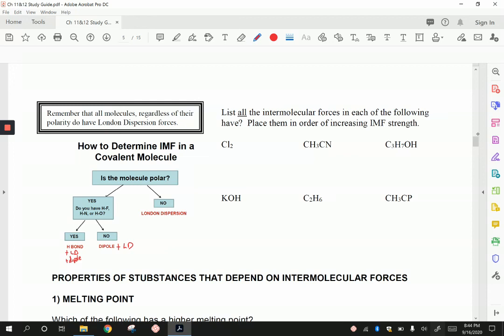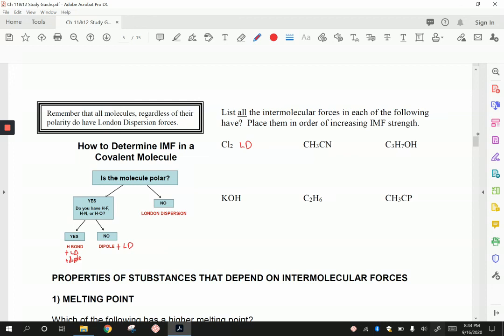So let's look at this here. It says list all the intermolecular forces in each of the following and place them in order of increasing intermolecular force strength. So let's look at chlorine. Ask yourself, is it ionic or covalent? It is covalent. Then you ask yourself, is it polar? The answer is no, so it only has London dispersion.